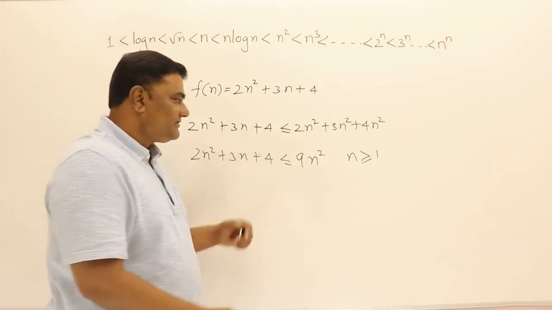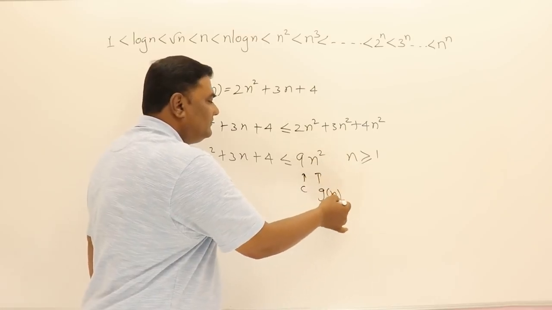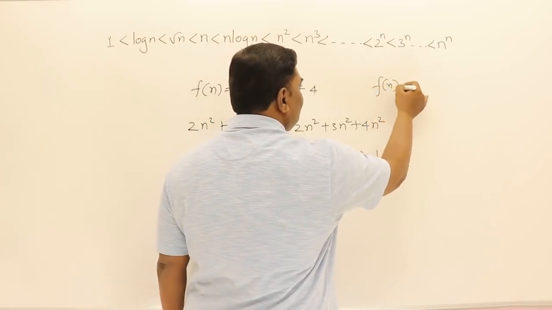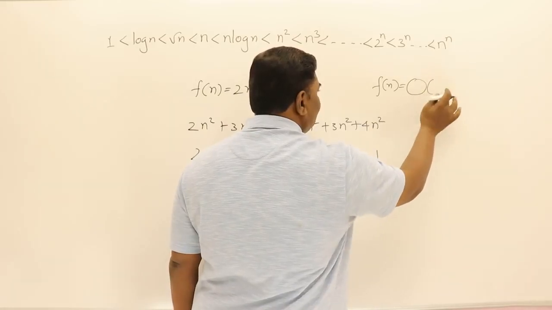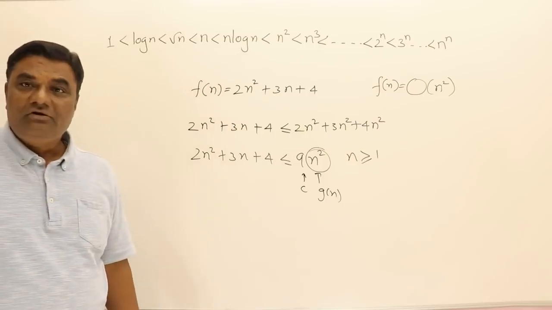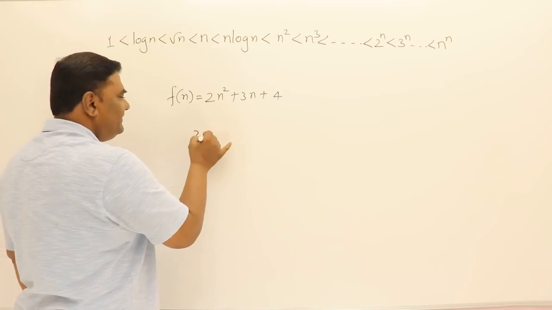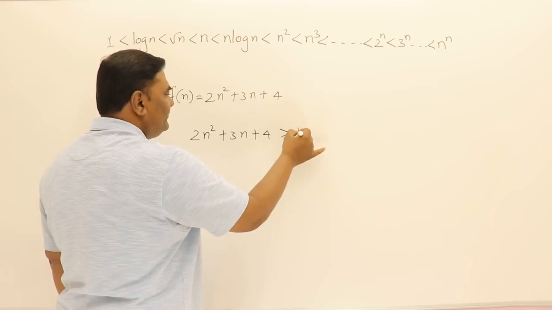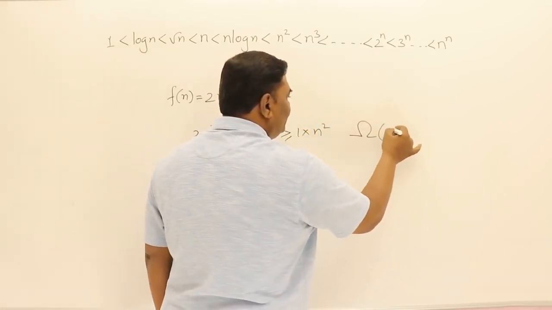So this is greater than or equal to this one. So this is C and this is g(n). So f(n) is big O of g(n). So g(n) is what? n square. f(n) is big O of n square. Now for the same function, I can say 2n square plus 3n plus 4 is greater than or equal to 1 into n square. So it is omega of n square.